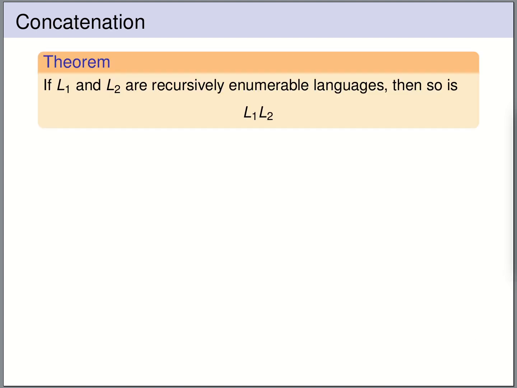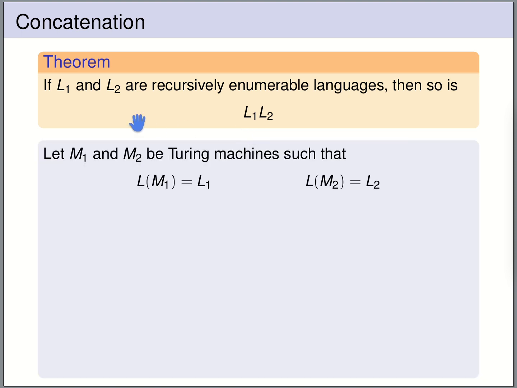The class of recursively enumerable languages is closed under concatenation. So if L1 and L2 are recursively enumerable languages, then the concatenation of L1 with L2 is recursively enumerable again. If L1 and L2 are recursively enumerable, we have Turing machines M1 and M2 that accept L1 and L2 respectively. Now we construct a Turing machine that accepts the concatenation of the two languages. How do we do this?